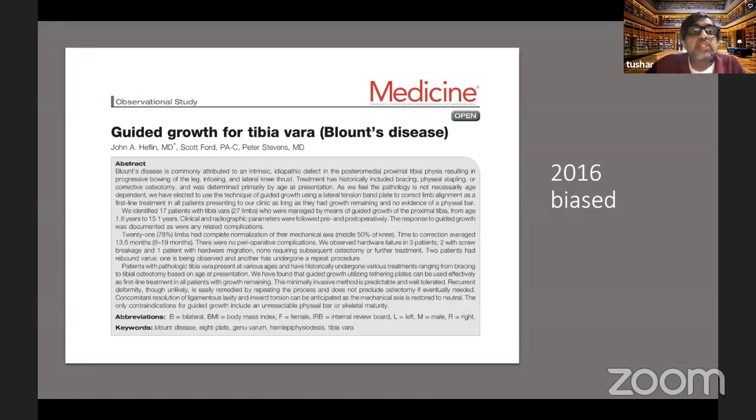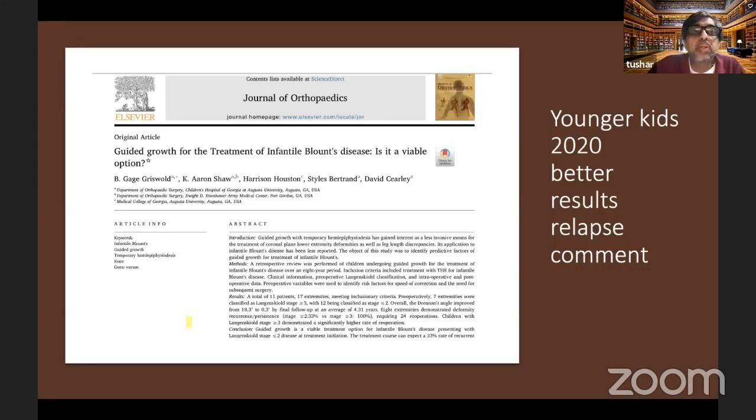This is Peter Stevens' paper which has come out in 16, but I think they have a huge bias in their result because they are giving a very high success rate, because most of the patients which they involved were of the moderate genu varum, if you see their clinical pictures in the paper. And this is the latest paper on Blount's 8 plate. However, they are all early onset patients, so they've got a better outcome, and they are commenting more on the relapse rate.